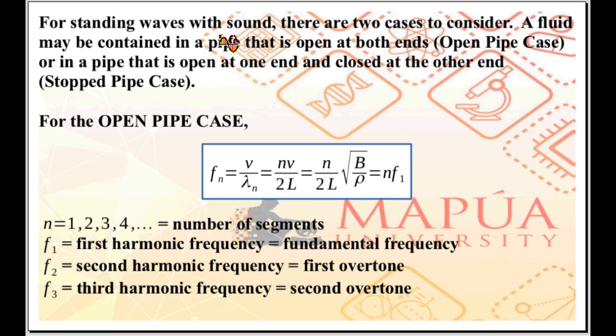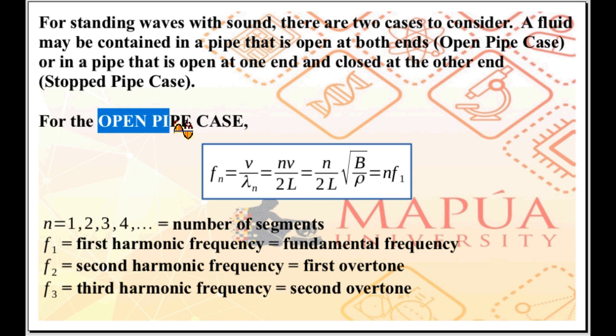For standing waves with sound, there are two cases to consider, depending on the container that was used. Say we have a fluid medium. The fluid may be contained in a pipe that is open at both ends. We have the open pipe case. Or the fluid may be contained in a pipe that is open at one end and closed at the other end. We have the stopped pipe case.